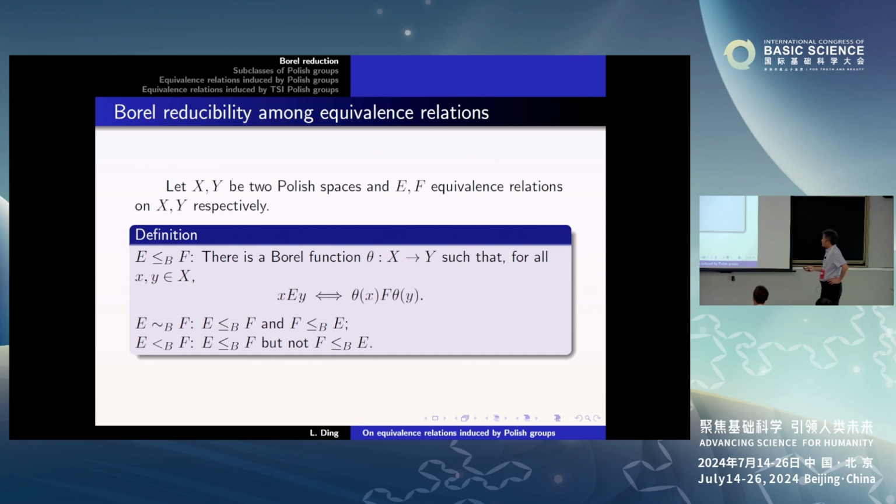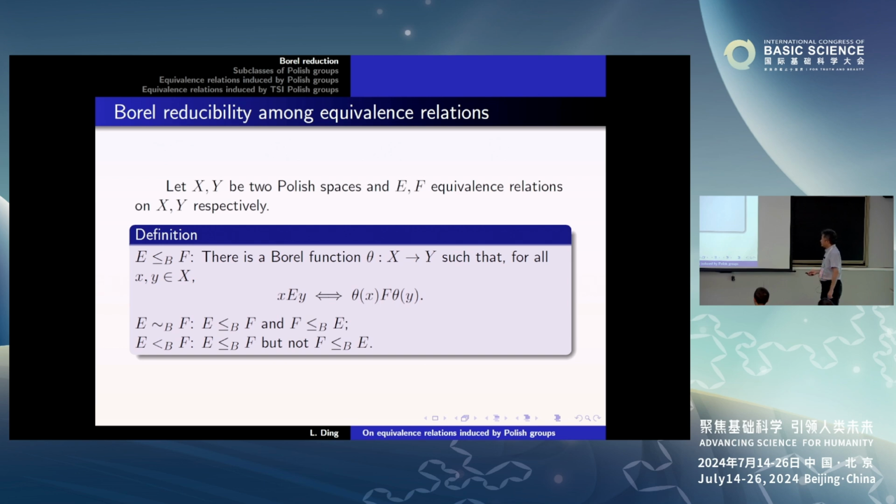It means that there is a Borel function theta from X to Y such that for all x, y in the space X, x and y are equivalent by E if and only if theta(x) and theta(y) are equivalent by F. So this means that if we know the Borel function theta and we know the equivalence relation F, we can say any property of E. Using this notation, it means the complexity of E is lower than F.